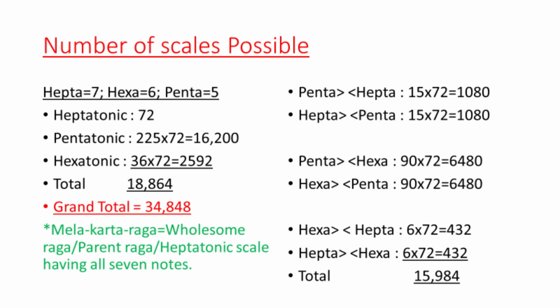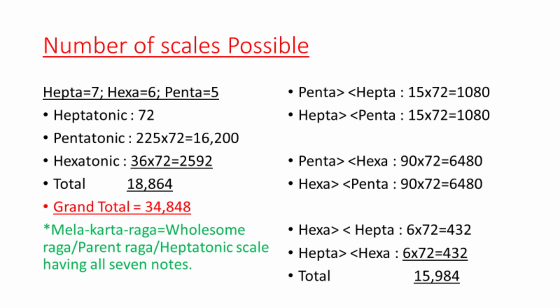Now there is another set of scales that is Sampurna Shadava, which means in the ascending it will be heptatonic, and in the descending it will be hexatonic. There will be 6 such varieties in one Melakarta Raga, that is one heptatonic or wholesome scale among the 72 we already saw. So if we apply this to all the 72 heptatonic scales, we will get 72 into 6, 432 different scales.